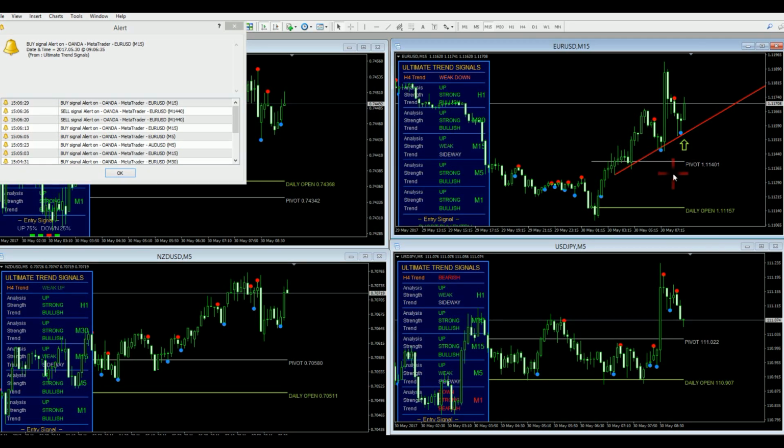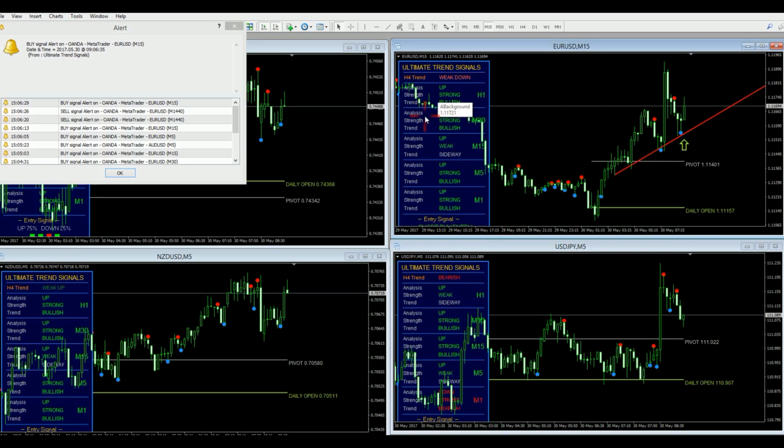We got price trending up, that's a good indication that we should be looking for call options. And it's above the pivot, that's also a good indication that we should be looking for calls. The panel says strong bullish signal. Pretty much all time frames are green.